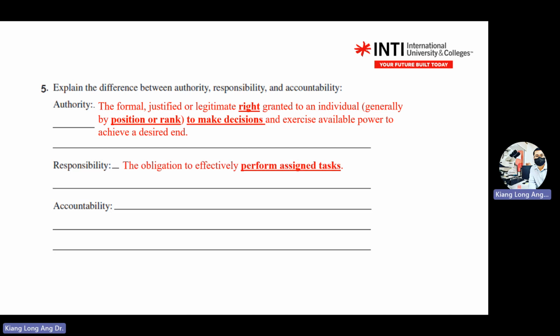Responsibility is to perform a certain task or to perform tasks. It is related to tasks. Or you can just put it in very simple English: to do certain tasks, or to complete tasks, or to complete a certain job also can. Related to tasks. Authority is the right to make decisions, and the more important keyword is decision.